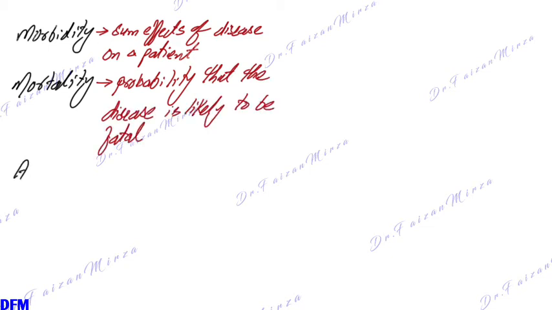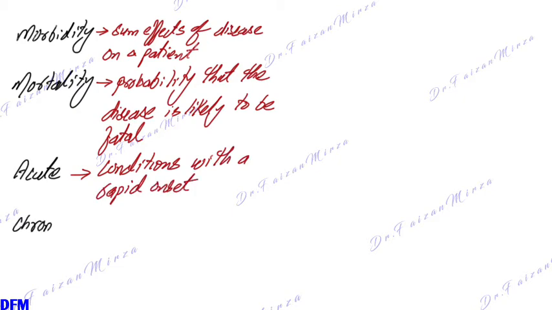Morbidity refers to the total sum of effects of a disease on a patient, and mortality, on the other hand, refers to the probability that the person will die because of the disease. The disease is likely to be fatal. Acute refers to a condition with a rapid onset, whereas chronic is gradual onset and is mostly a long-lasting condition.